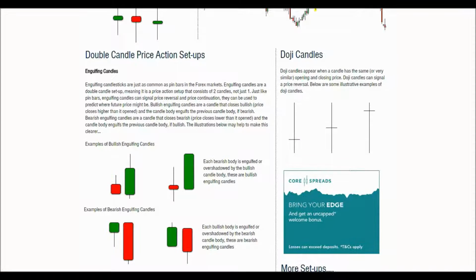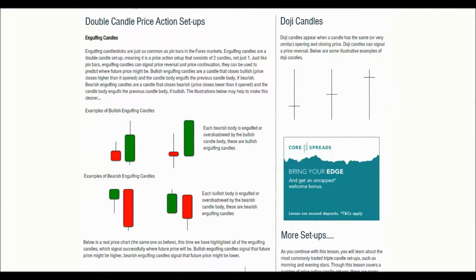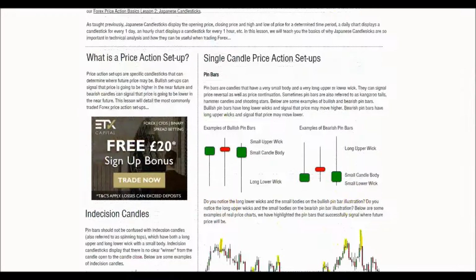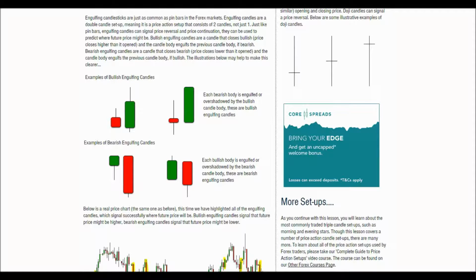These are setups that require two candles. These are engulfing candles. These are very widely used in price action trading and technical analysis, just as much as pin bars. They're very common. An engulfing candle is a candle that engulfs or overshadows the previous candle. So we have this bearish candle, we then have this big bullish candle that beats the size of the previous candle. Same here. And here are some bearish engulfing candles. Price moves down, it's a lot bigger than the previous bullish candle. They engulf the previous candle.